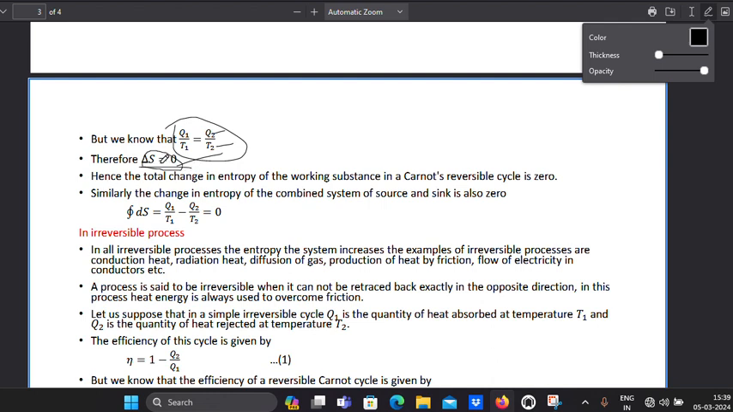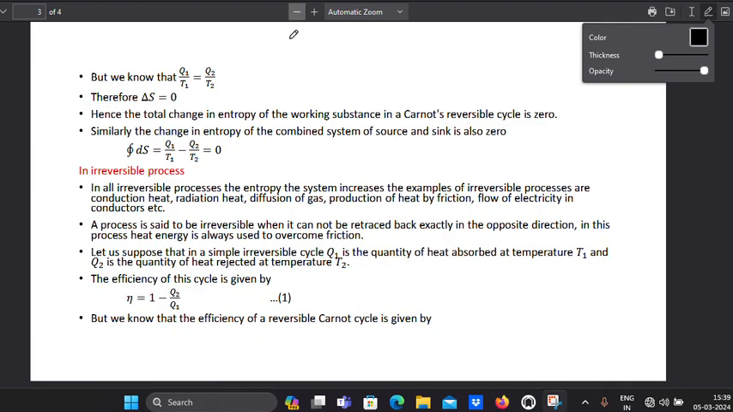So delta S is 0, which means S is constant. Hence the total change in entropy of the working substance in the Carnot reversible cycle is 0. So the change is 0, but entropy is always constant. Similarly, the change in entropy of the combined system of source and sink is always 0.